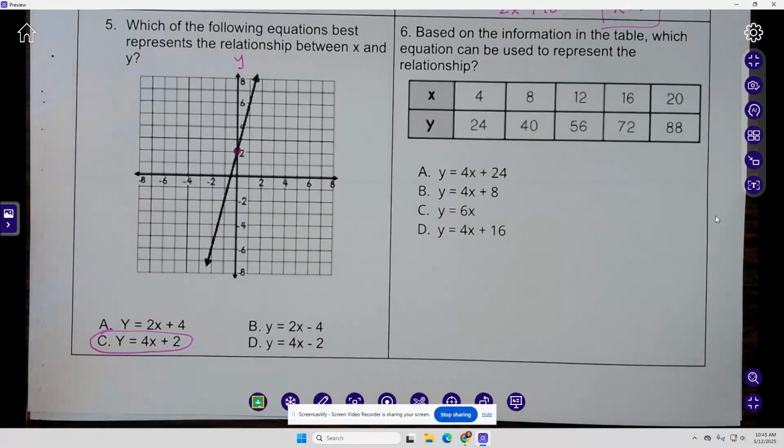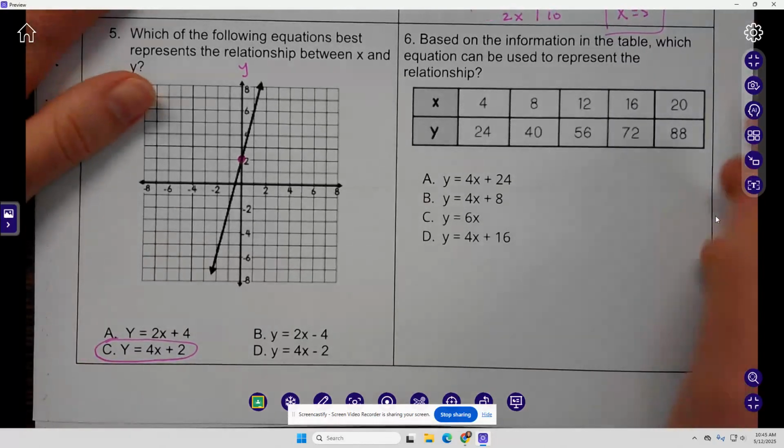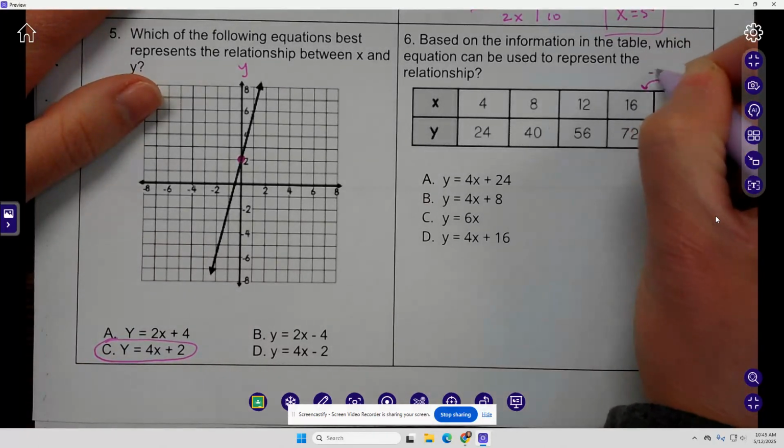Number 6, based on the information in the table, which equation can be used to represent the relationship? So we need to find the y-intercept again, and remember the y-intercept is the y value when x equals 0, but I don't have that number on my table, so I have to figure it out. We notice that all of these are subtracting 4.